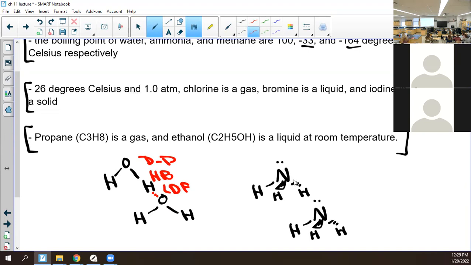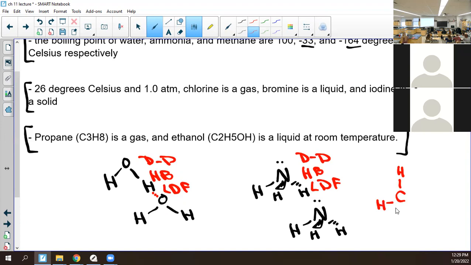And then N and H, that's going to be a polar bond. So there's dipole-dipole. There's also hydrogen bonding and LDFs. So now I'm going to drop the class, right? All right, and then methane is CH4.